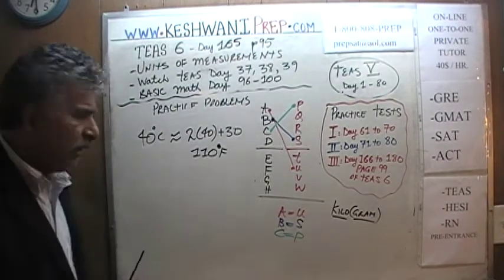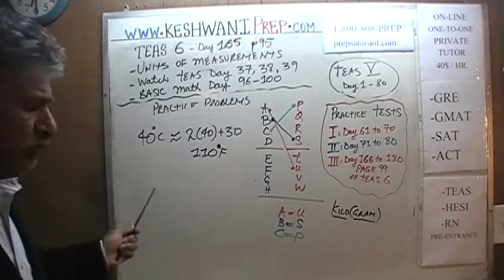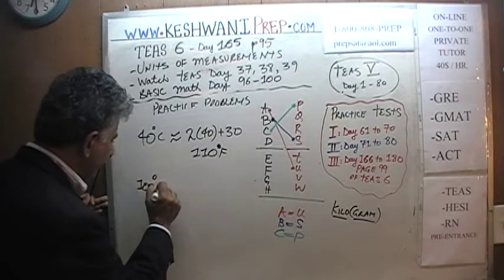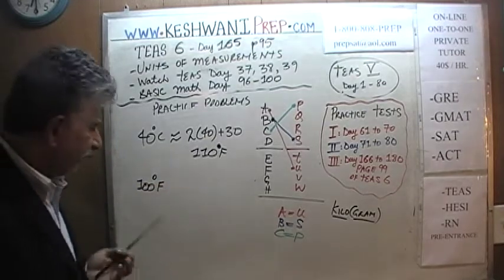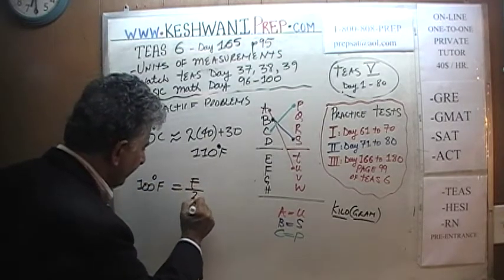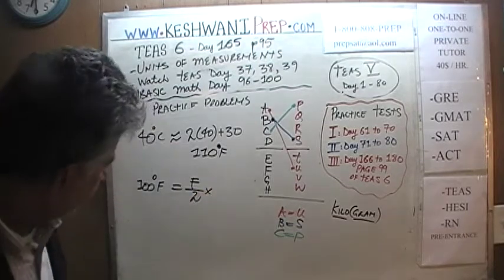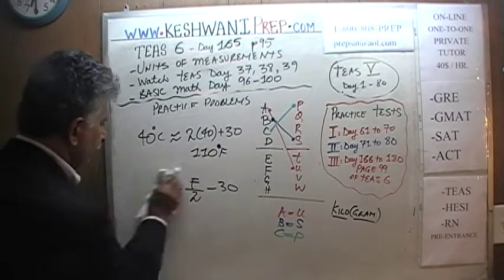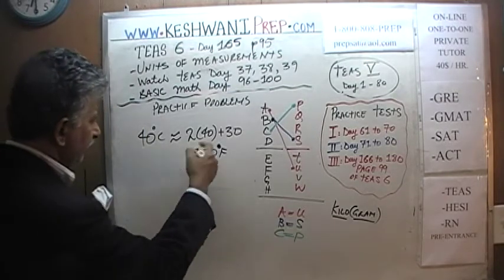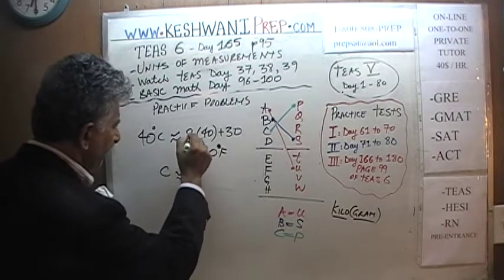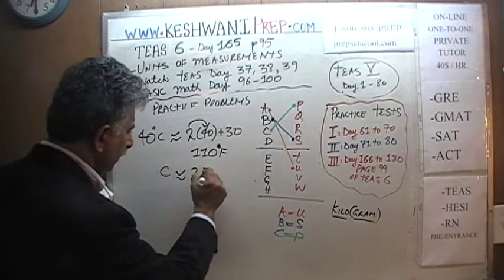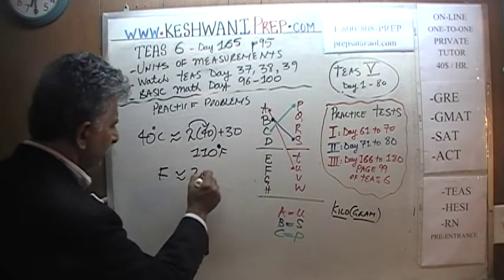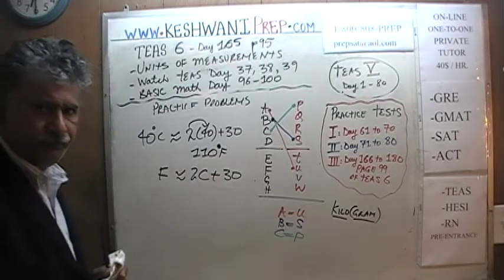And if you were going the other way around, if you have your temperature in Fahrenheit, for example, if it's 100 degrees Fahrenheit, and you want to convert this into centigrade, it's very simple. You take your Fahrenheit, cut it in half, and subtract 30 from it. You see, to go from centigrade to Fahrenheit, we take our centigrade and multiply it by 2. The Fahrenheit answer is approximately 2 times centigrade plus 30.